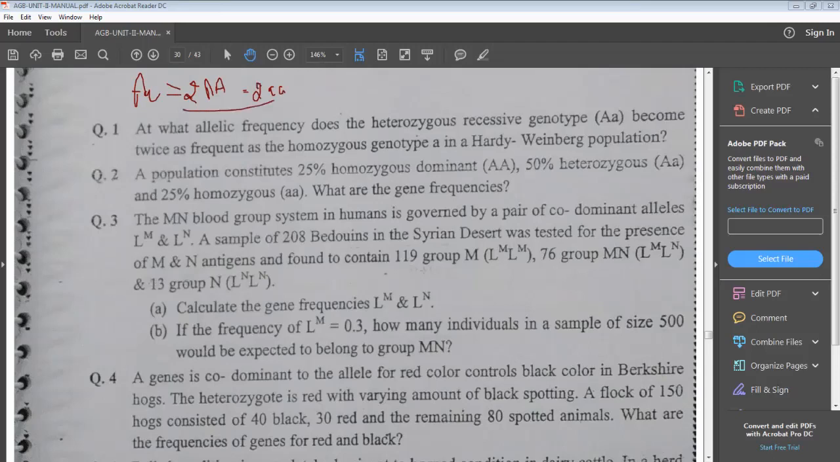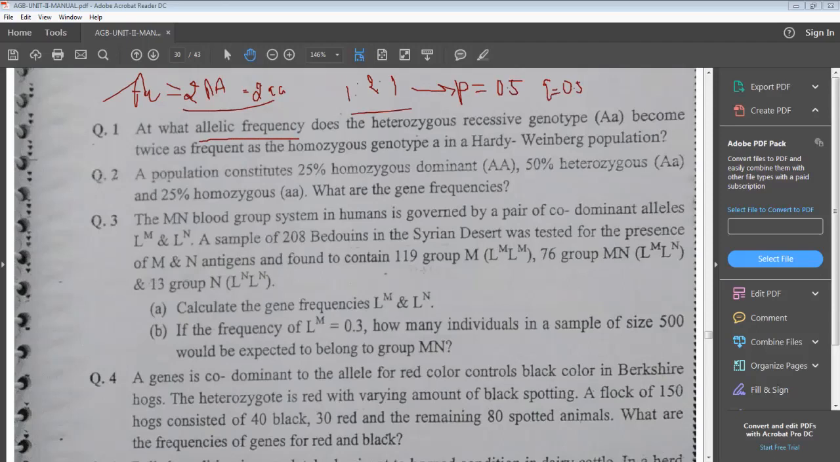Okay, in which condition is this seen, what could be the allelic frequency in that particular situation? Okay, so if it is twice, then we generally see a 1 is to 2 is to 1 ratio. It is only seen when P is equal to 0.5 and Q is equal to 0.5. Okay, you can calculate that.